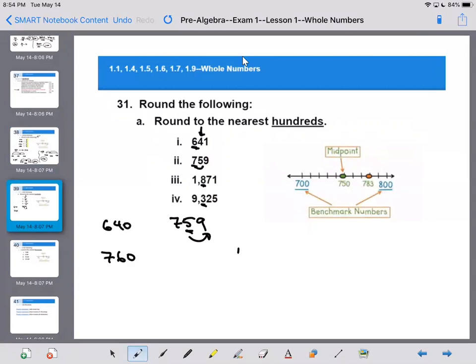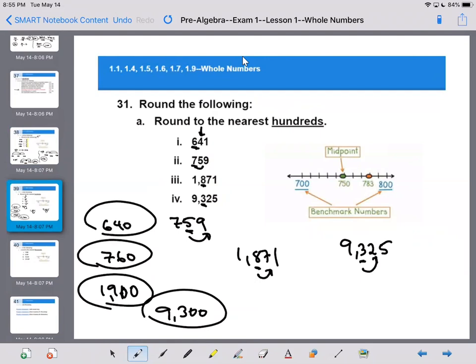Look at 1,871. Look at the hundreds place. Look at the one to the right. 7's larger, so it's going to round that 8 up to 1,900. And then 9,325. Look at the hundred spot. The 2 will not round that up, so that will stay at 9,300.